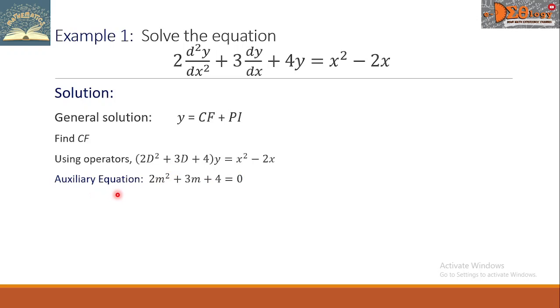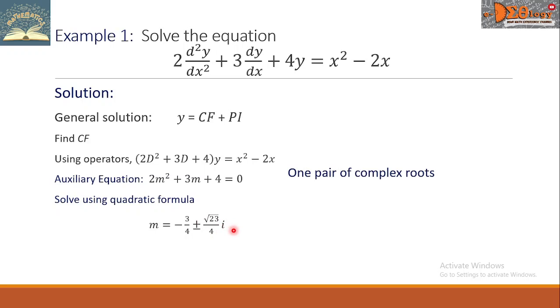The auxiliary equation now is 2m squared plus 3m plus 4 equals 0. Let us solve for m using the quadratic formula. So we find m to be equal to negative 3 over 4 plus or minus the square root of 23 over 4 times i. The values are one pair of complex roots, where alpha equals negative 3/4 and beta equals the square root of 23 over 4.